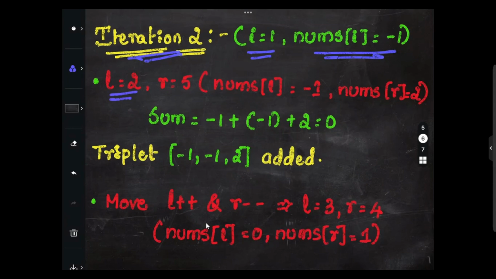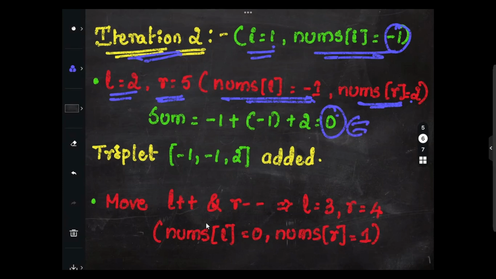So L equals 2, R equals 5. We'll consider L equals 2, R equals 5. Nums of L is minus 1 and nums of R is this one, 2. So when we sum up this one, 1 minus 1 plus 2, right? Sorry, minus 1 we have to consider. Minus 1 minus 1 is nothing but minus 2, plus 2. This has led to the value 0.